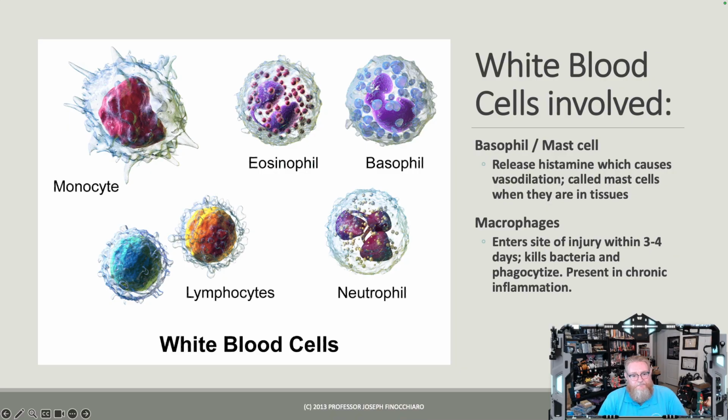And then finally, macrophages enter the site of the injury within 3 to 4 days. These are the nuclear option. These kill bacteria and phagocytize, and they are present in chronic inflammation. So then the big guns come out, and then they go in and start to fix the situation.